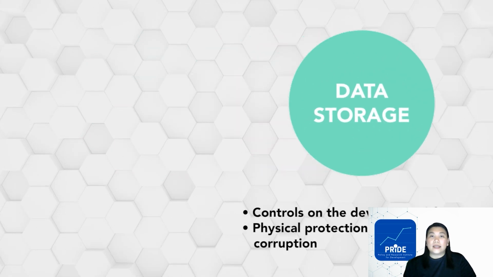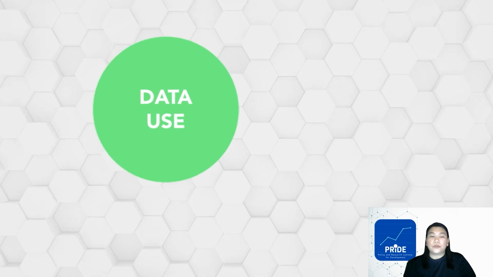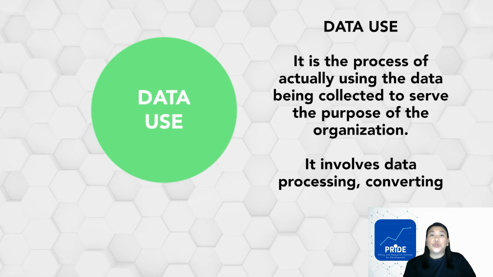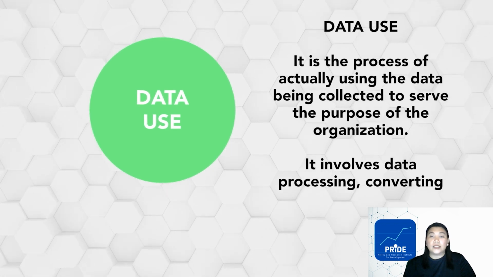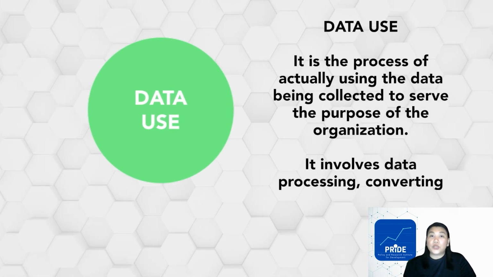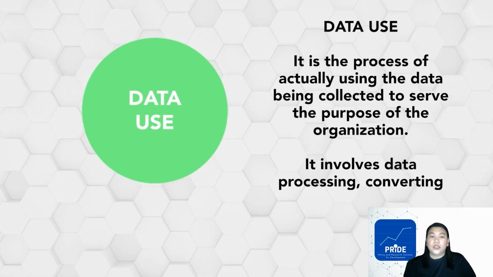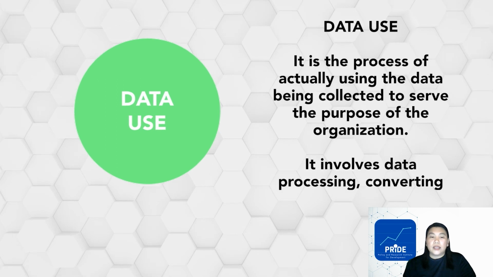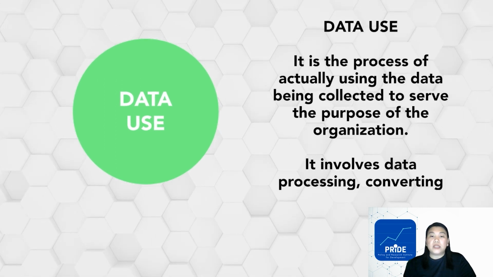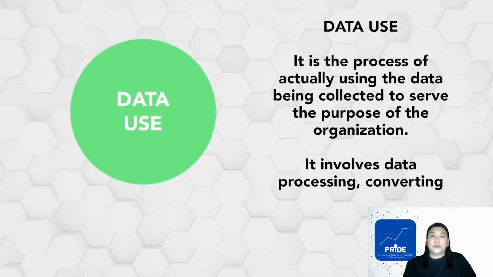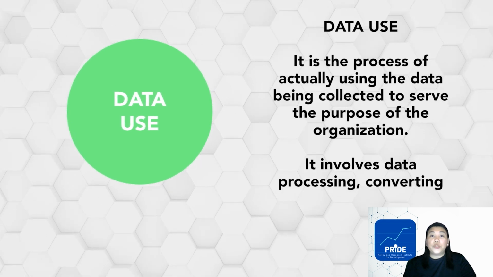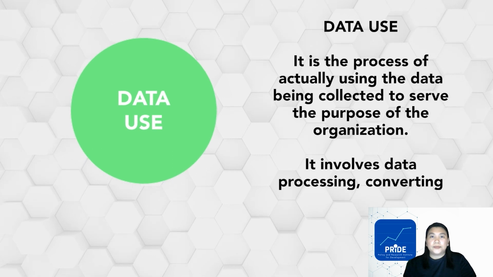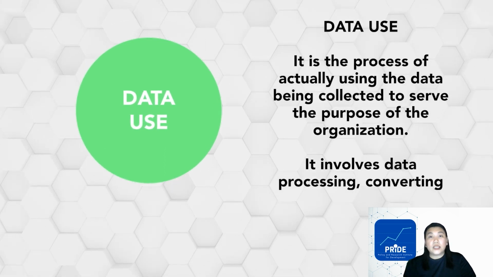Third in the cycle is the data use. It is the process of actually using the data being collected to serve the purpose of the organization. It involves data processing, transfer, and converting data into meaningful and useful information. How do we use data? How do we securely use data? What are our key considerations?